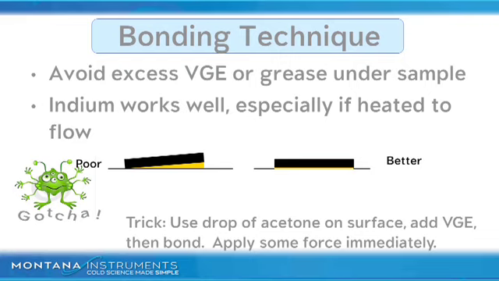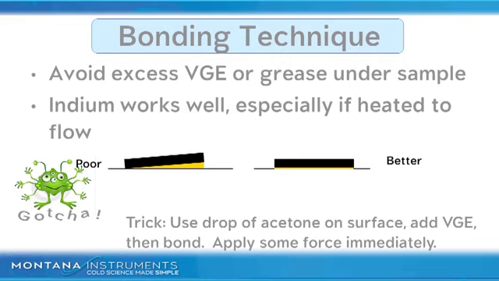VGE is nice because it sets up very quickly, but this is the same property that causes trouble. You may just start to get the sample pressed down and the adhesive sets up as a wedge and the thermal conduction isn't very good. It's much better to use some force to help connect the parts better before the VGE sets up.